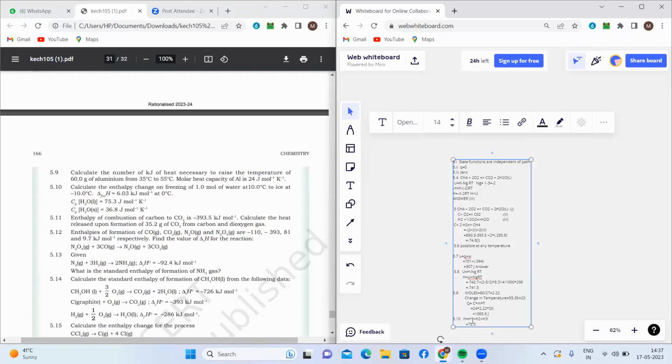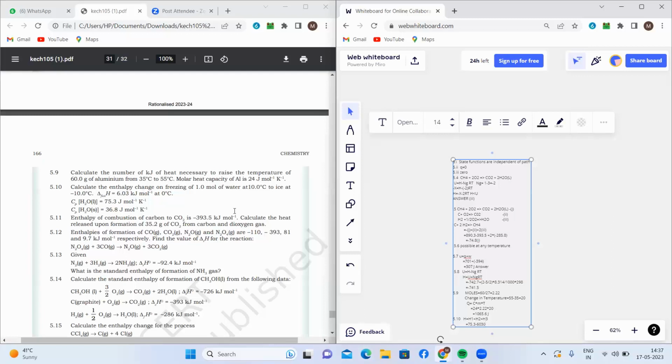H2 is when we go from liquid to ice. So our H2 is given to us here as 6.03 kilojoule per mole. So we have to convert it into joule per mole because all other values are given in joule per mole only. So in joule per mole it is -6030.